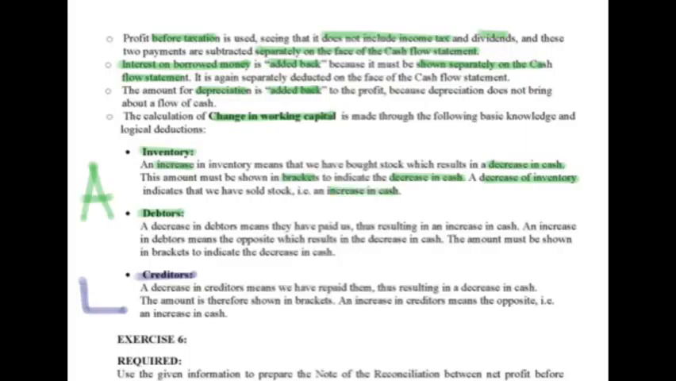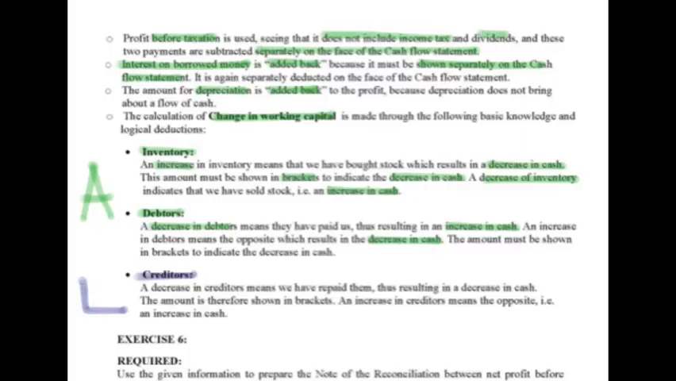Debtors does the same thing because it's still an asset. A decrease in debtors means that they have paid us, resulting in an increase in cash. An increase in debtors means the opposite, which then results in a decrease in cash. The amount must be shown in brackets to indicate the decrease in cash.